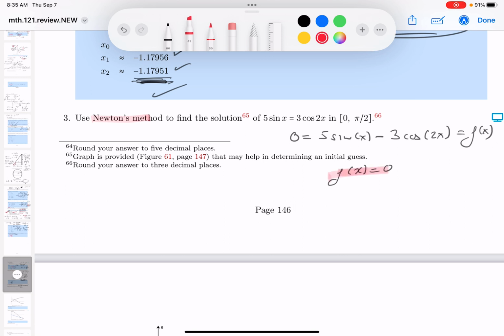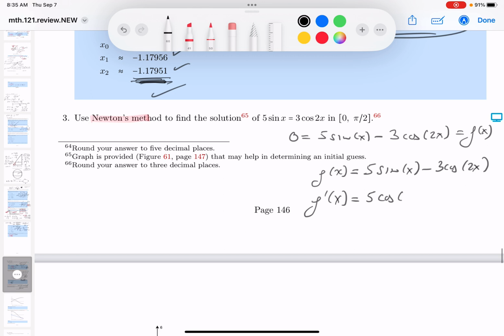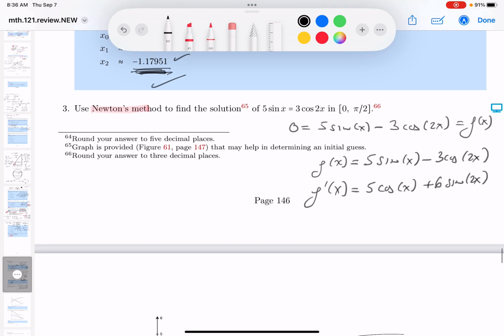I'll write it in stages for you. So I want to write f of x down. f of x is going to be equal to 5 sine x minus 3 cosine of 2x. I'm going to write its derivative down. And that's going to be 5 cosine of x, pretty easy. And this one over here is going to be plus, because the derivative of cosine is minus sine. So I'm going to get sine of 2x. And then the derivative of 2x is 2, and 2 times 3 is 6. This is an important thing to write down.